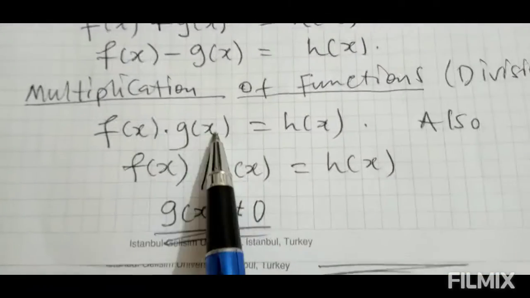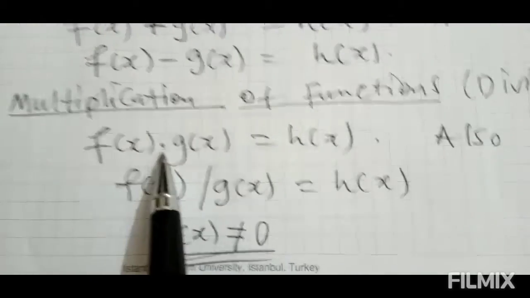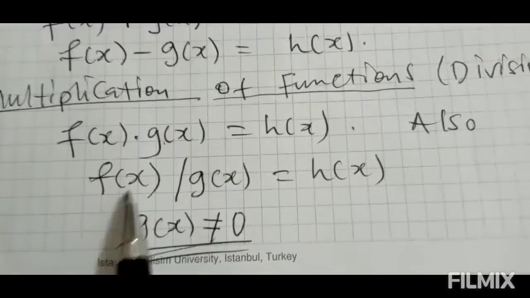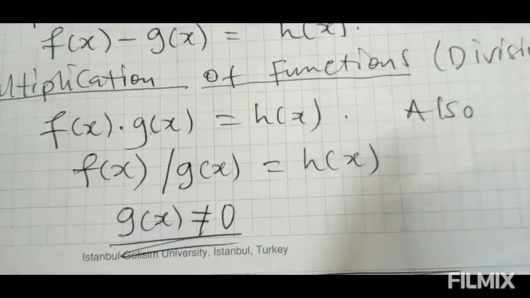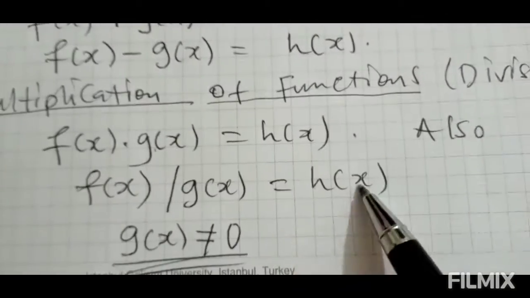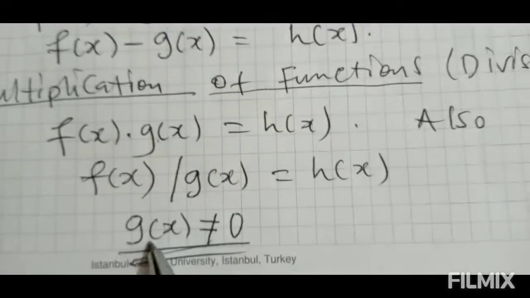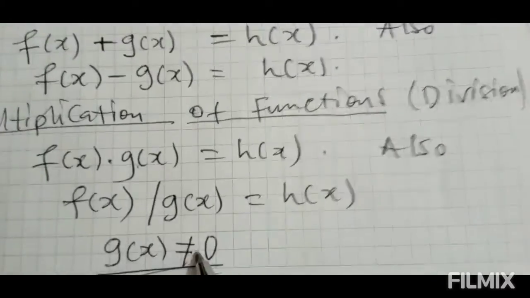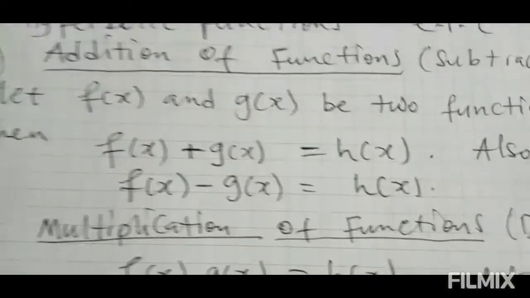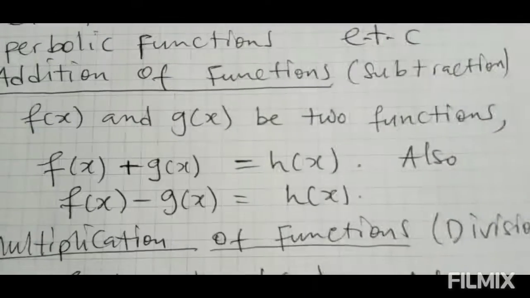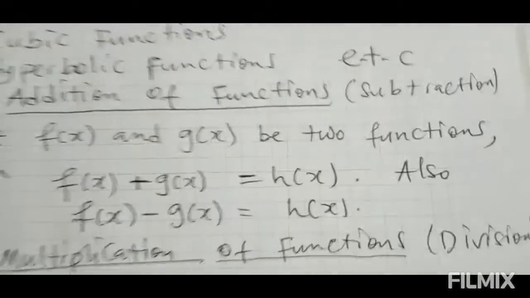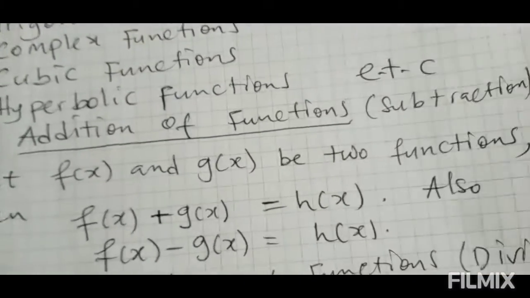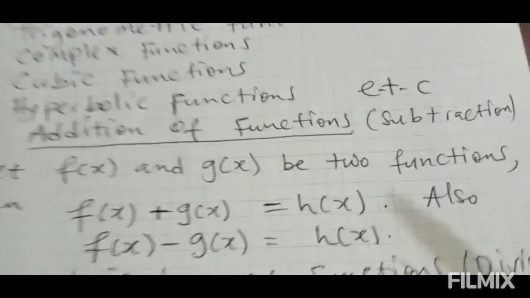Then two functions can be multiplied. Two different functions can be multiplied, and you get a single function h of x. Then two functions can be divided and you get a single function h of x, provided the denominator is not equal to 0, provided g of x is not equal to 0. So we can perform these four operations of mathematics: add, subtract, multiply and divide.